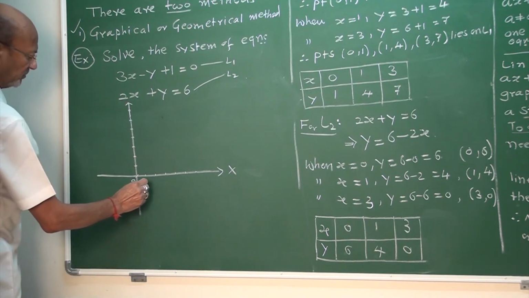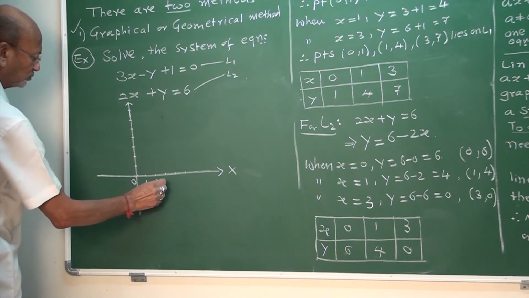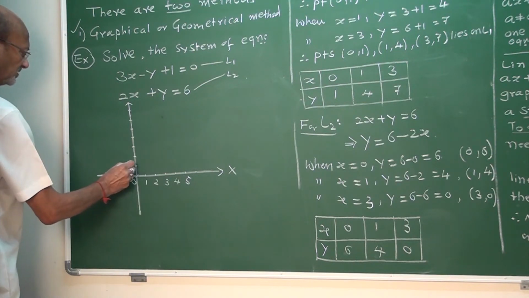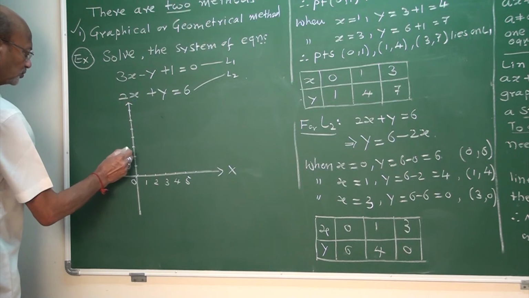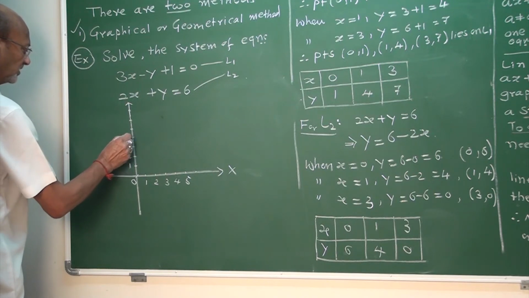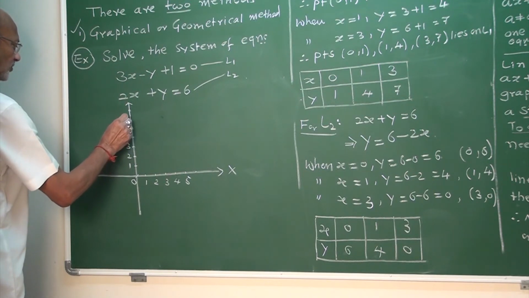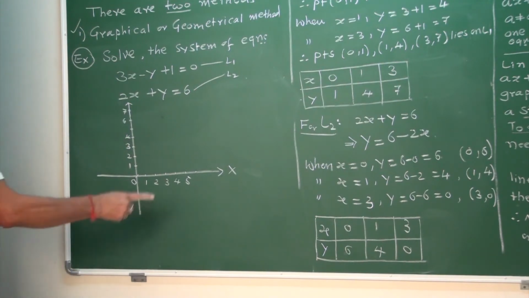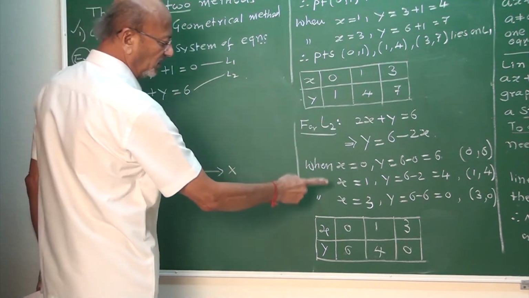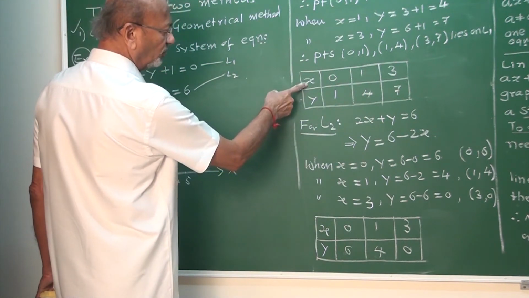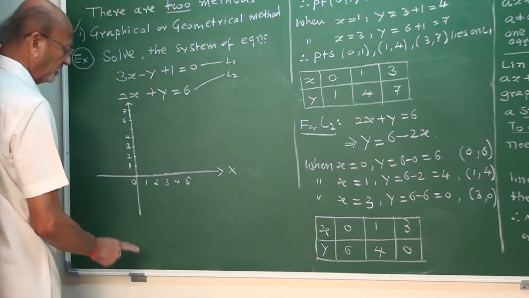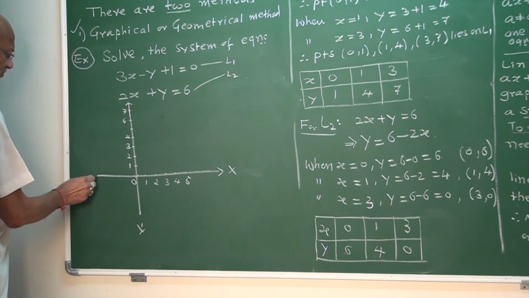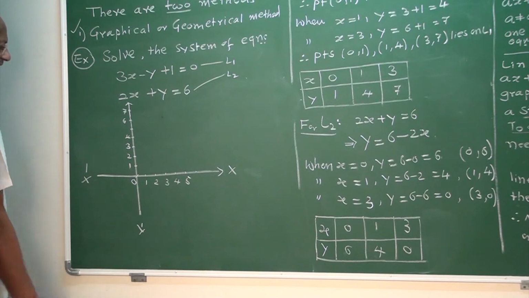Yes, my friends. Mark it. 1, 2, 3, 4, 5, 6, 7. From the table it is observed there are no negative values of x and no negative values of y. Therefore, I don't want to mark the negative side of the x and y axes.